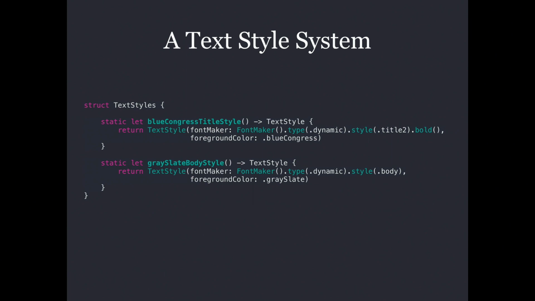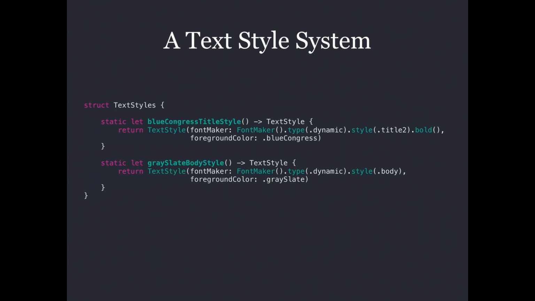So we could create text styles that match designs. Like here, we're creating a dynamic type that's title 2 in bold, and the color is Blue Congress. If you deal with colors in a large app, you tend to have a lot of them, unfortunately. So I recommend using very, very descriptive names like Blue Congress and Gray Slate. That works well for us. It's very memorable. It allows us to communicate about it instead of very light blue and very, very light blue.